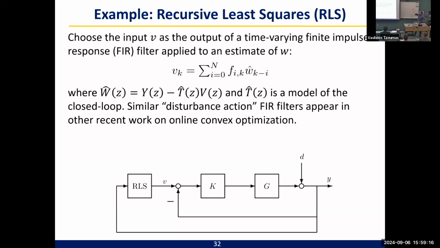So we're going to estimate the disturbance. We're going to run it through an FIR filter. We're going to try to figure out what these coefficients, these FIR coefficients, should be, and then we're going to inject that signal back in. People might call this a disturbance action filter, at least in this recent work on online convex optimization.